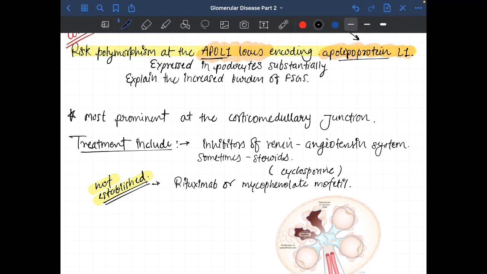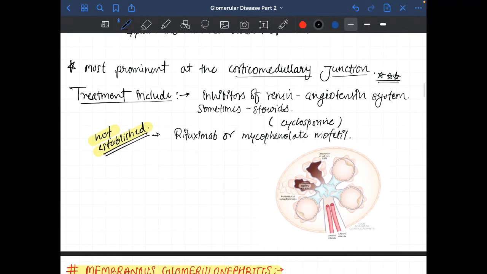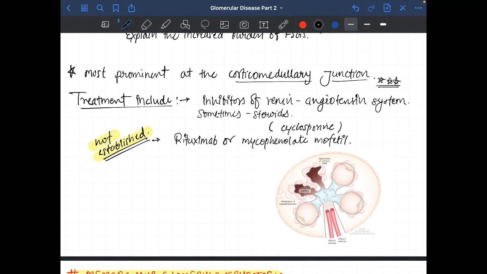Most prominent at the corticomedullary junction. Very important question for the board exam: in which part is there most prominent sclerosis in FSGS? The answer is the corticomedullary junction. The treatment options are inhibitors of the renin angiotensin system, and sometimes steroids. The steroid-sparing agent given is cyclophosphamide. Also rituximab and mycophenolate mofetil can be given, but they are not established.